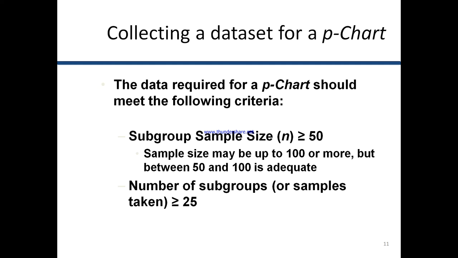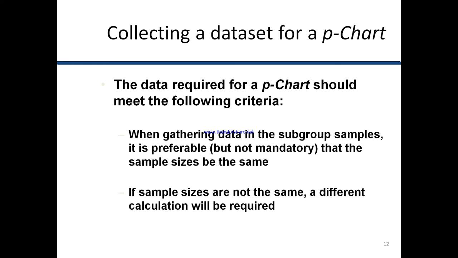And also, when you take the samples, you have to take at least 25 samples from your process, or even more than that. Same here, sometimes there are exceptional conditions where you cannot take 25 samples, so those are accepted, right? But as a rule, in general, you have to take at least 25 samples or more, and each sample should contain at least 50 observations or more. If it is between 50 and 100, that is a perfect condition.